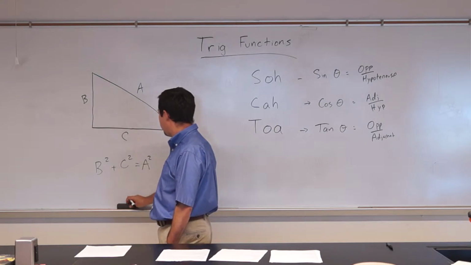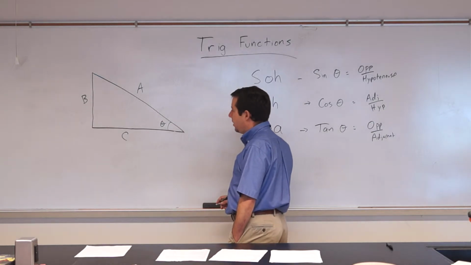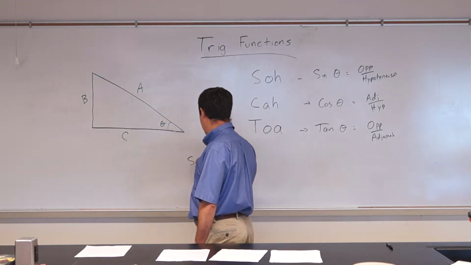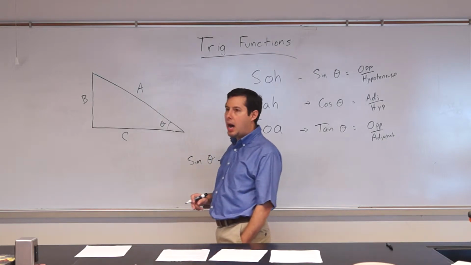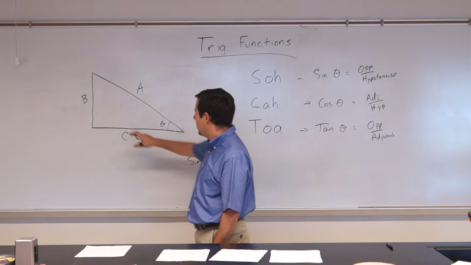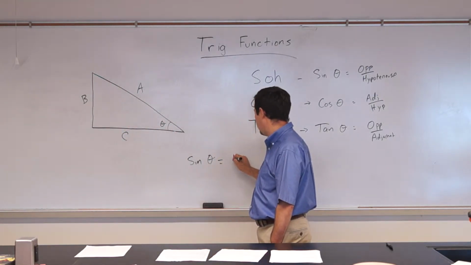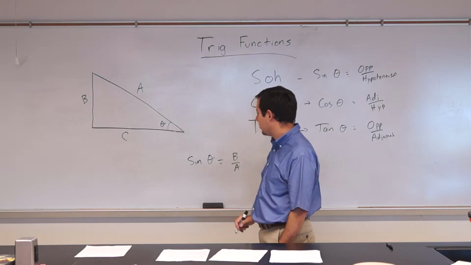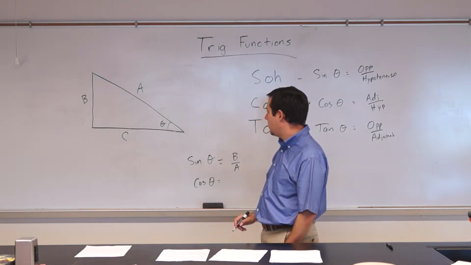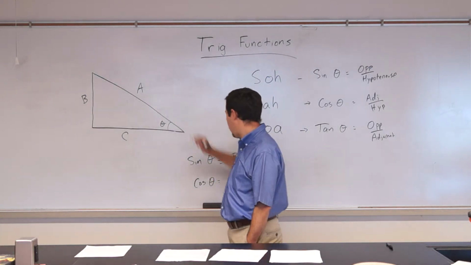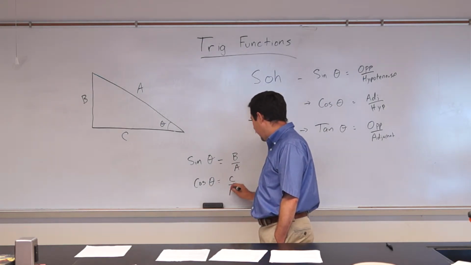So I'm going to call this angle theta right there. If that's angle theta, that means the sine of theta, the sine is the opposite over the hypotenuse. So its opposite side is b, and the hypotenuse is a. So the sine of theta is equal to b divided by a. Right? Cosine of theta. Cosine is adjacent over hypotenuse. So the cosine of theta is equal to c divided by a.